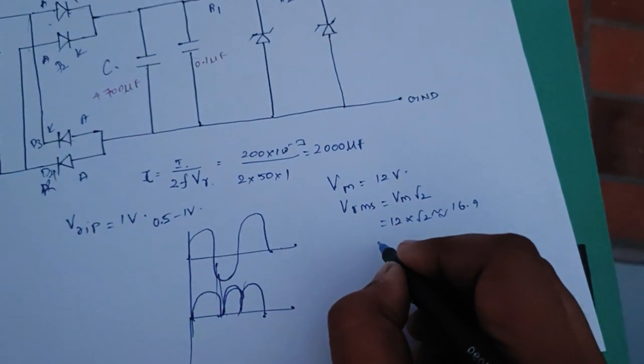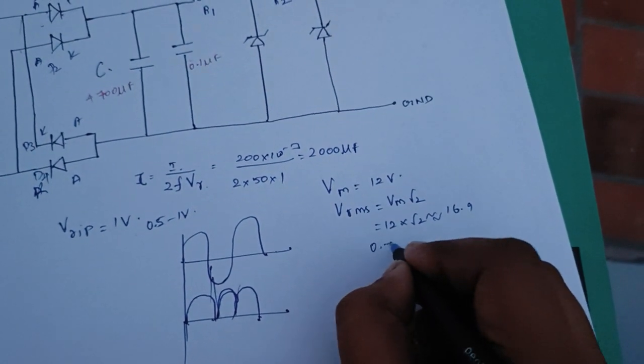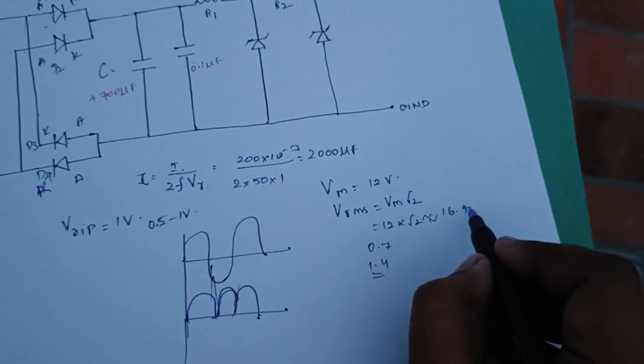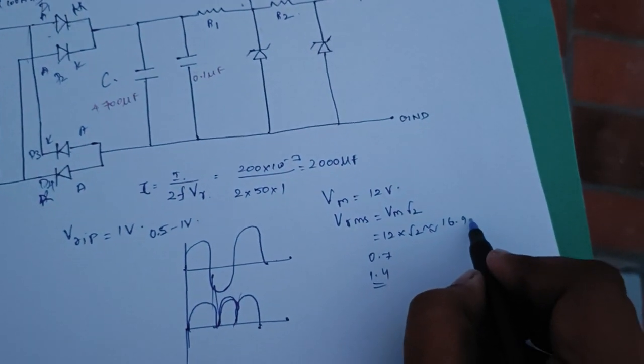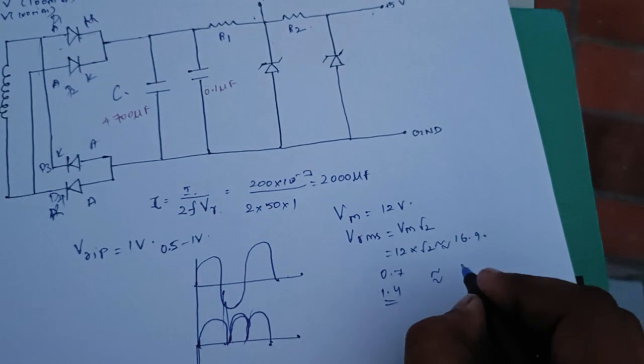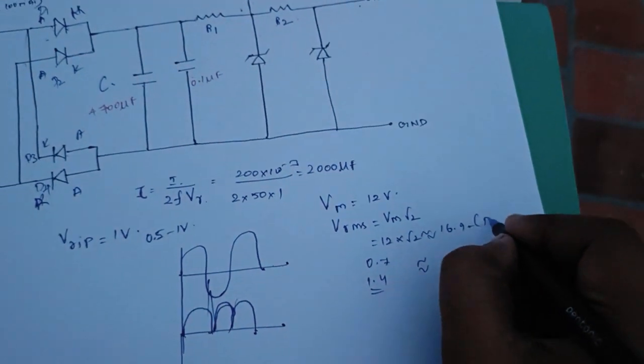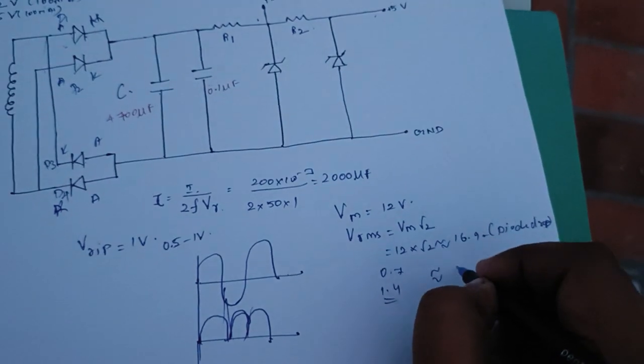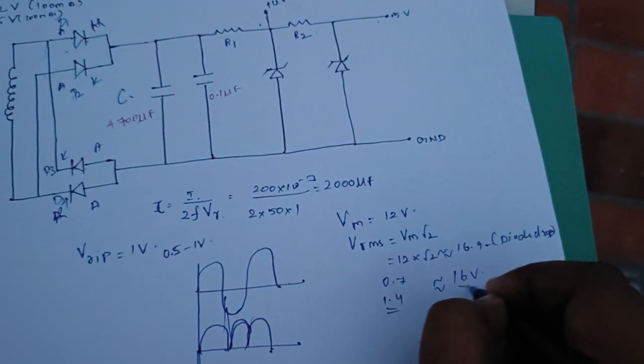So the diode drop each time will be what? For 1 time 0.7, for 2 times means 1.4 is the diode drop. So when we are subtracting the diode drop from this Vrms value, what we will get? We will get approximately 16 volt.